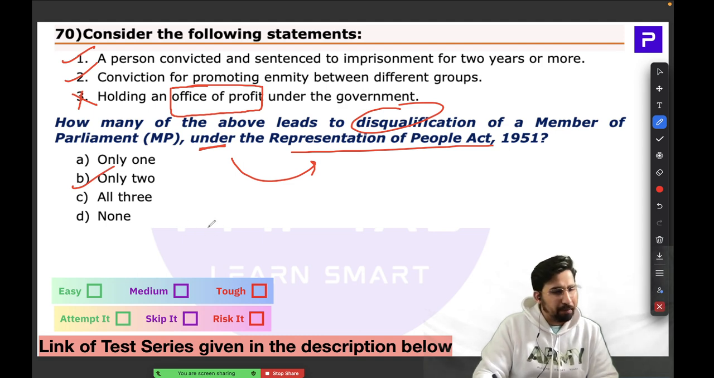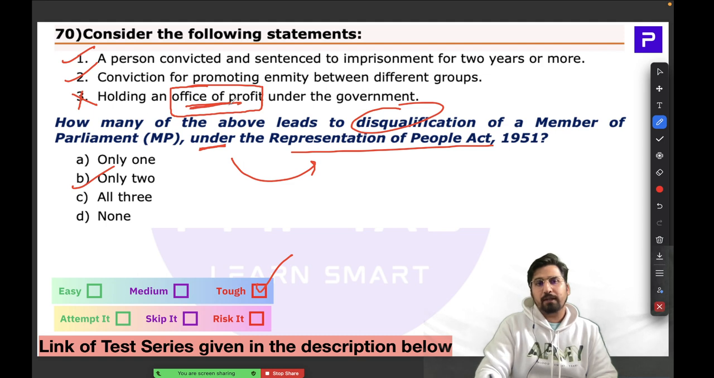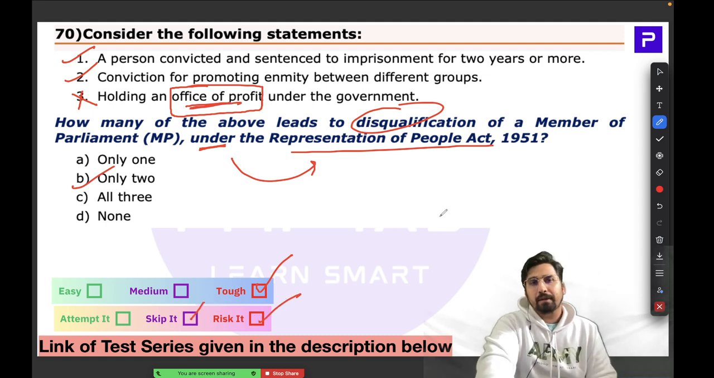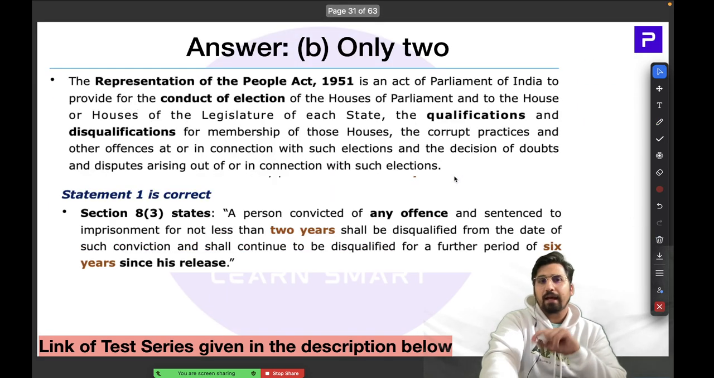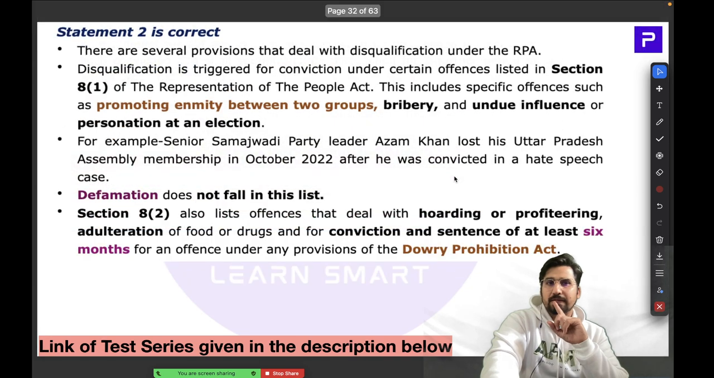I know this is a bit difficult. It was a tough one, but if you know this particular fact, then you can risk it. Otherwise, you can skip if you have not heard, because it is very specifically asking you to give the answer under one particular act. Okay, that is important, guys.